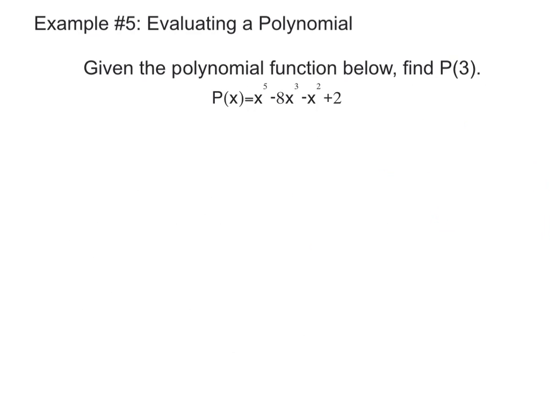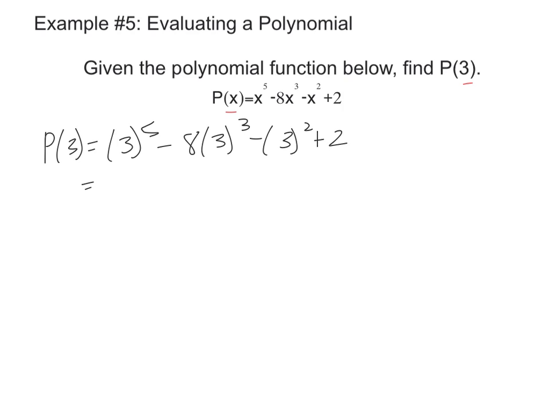All right, one more. In example 5, we are given a polynomial expression and we are asked to evaluate. Guys, we've been evaluating for a really, really long time. So all we're doing is finding what p of 3 is. Notice that 3 is in the same position as x, so we're just substituting 3 for x. So p of 3 would be 3 to the 5th minus 8 times 3 cubed minus 3 squared plus 2.